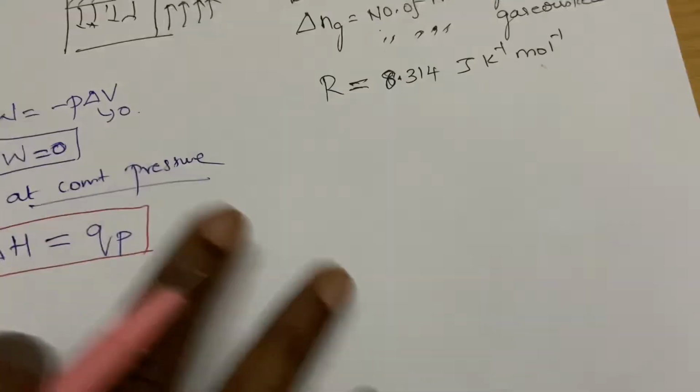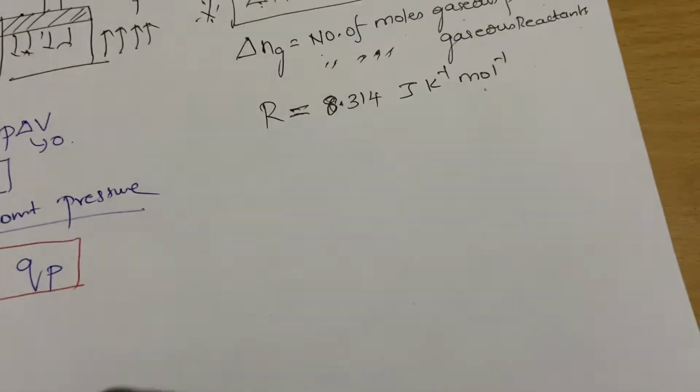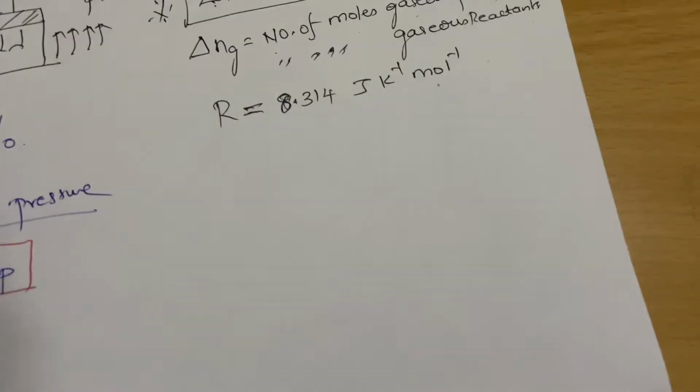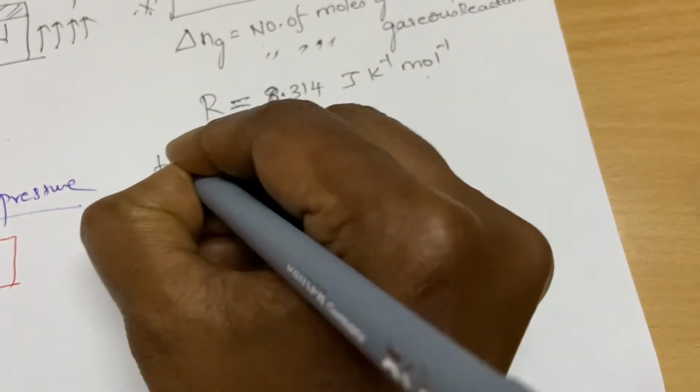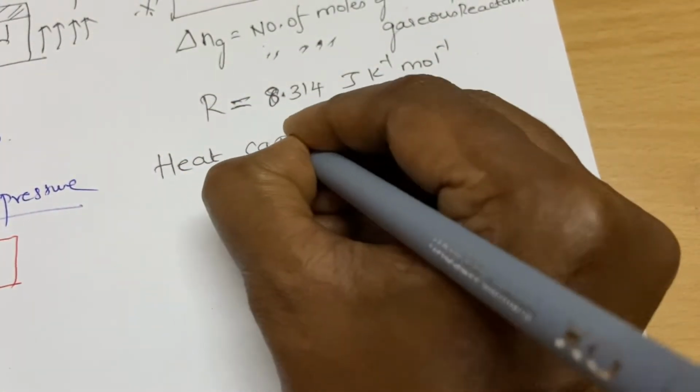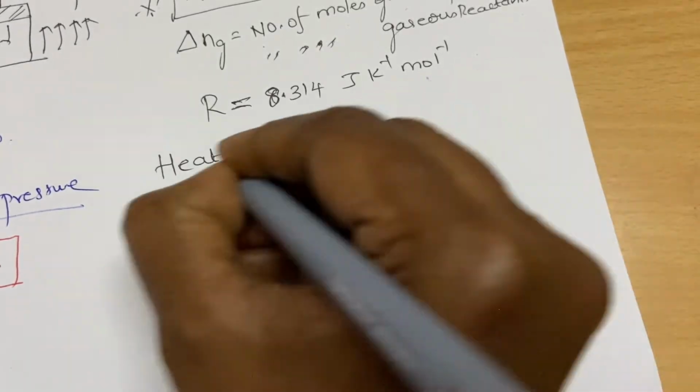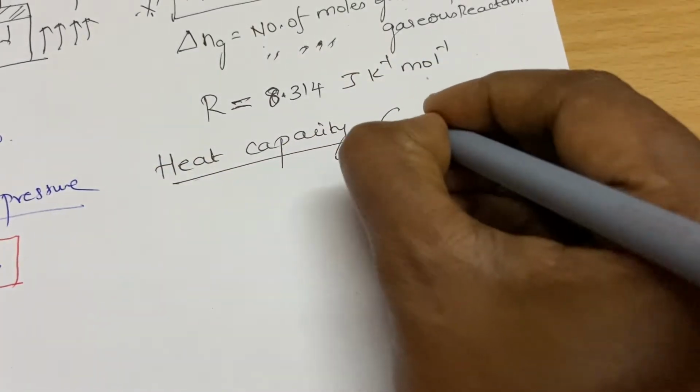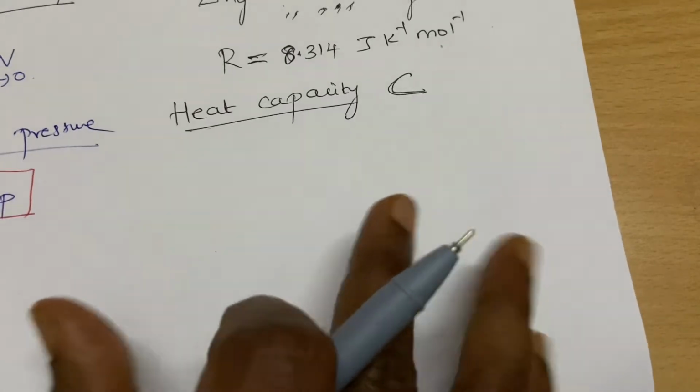Okay, then I'm going to tell you another concept, which is your heat capacity. Okay, now it is time for heat capacity. It is represented as C. So what is heat capacity, students?